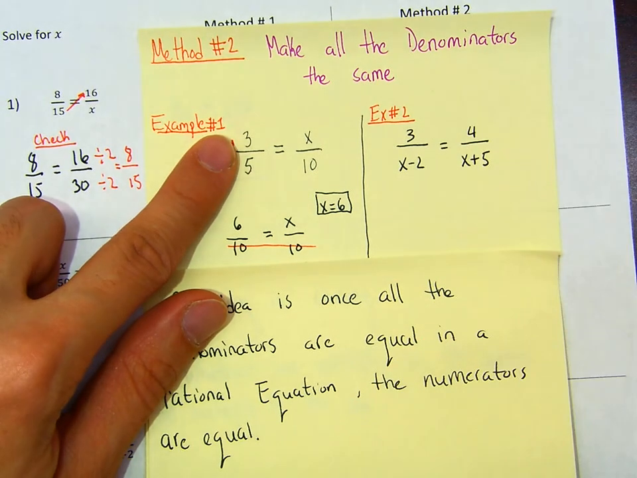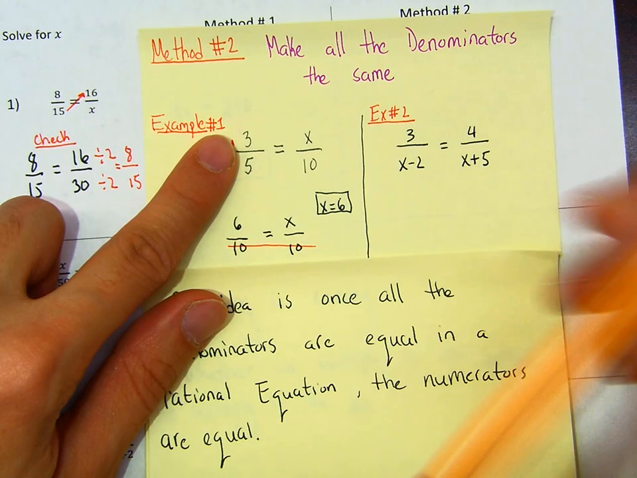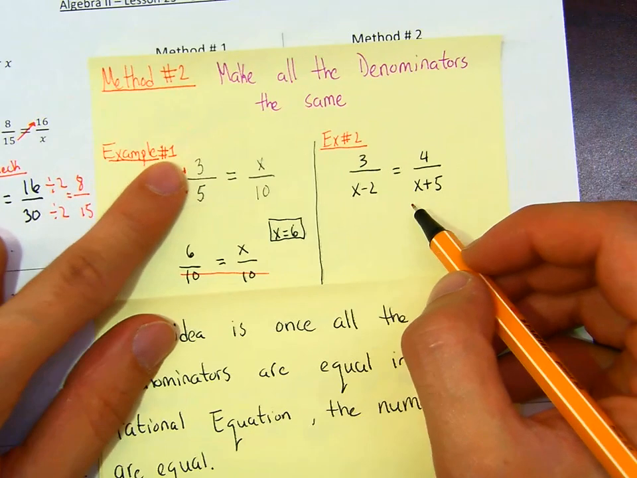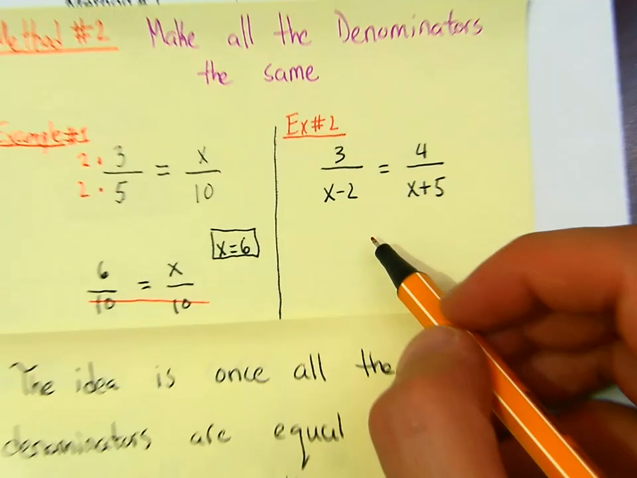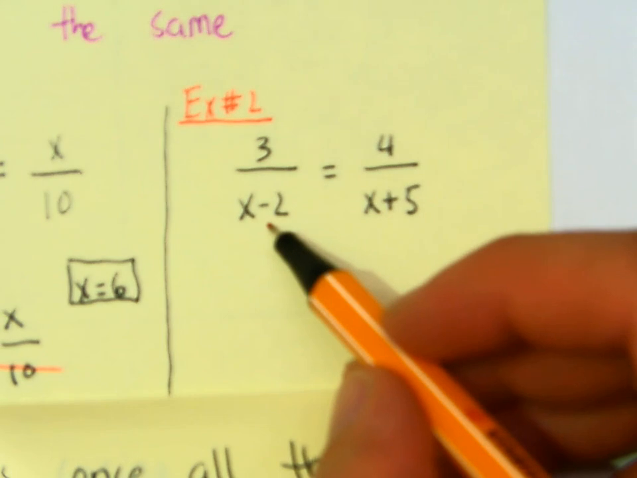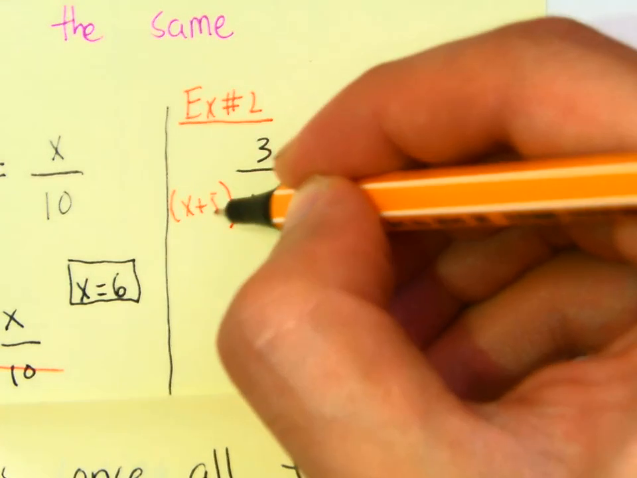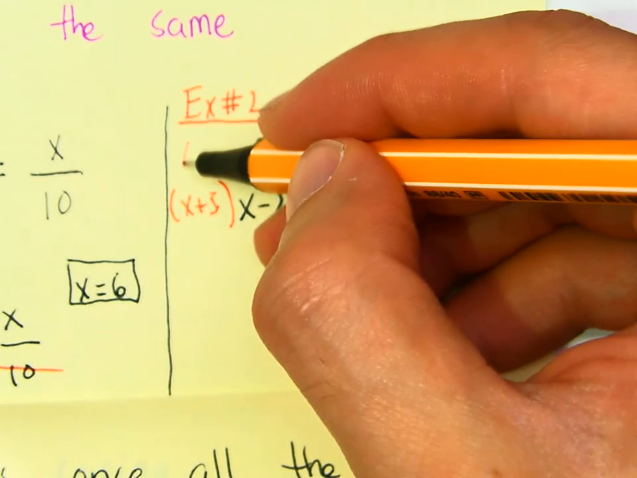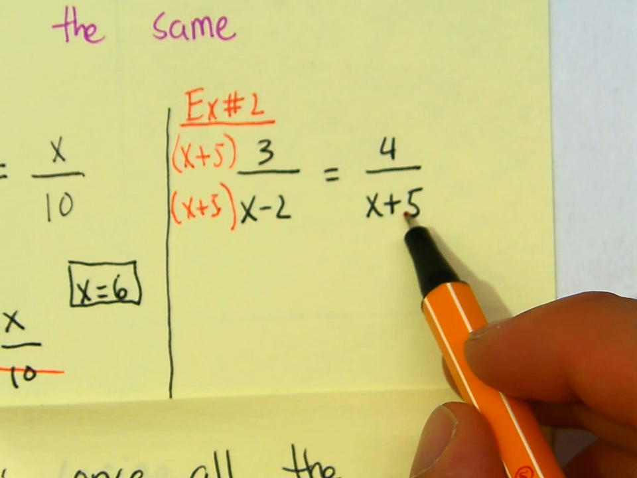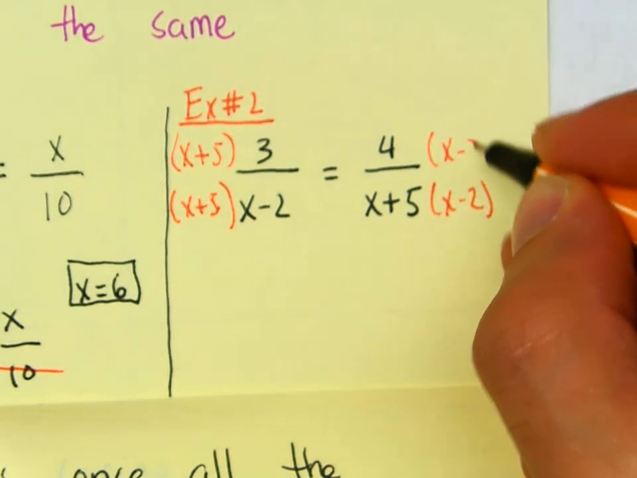Let's take a look at this one. How can I make the denominators the same for this one? Well, here, notice that this has an x minus 2 and this has an x plus 5. So how do you make these two denominators the same? Notice that if this has x minus 2, what does it need? It needs an x plus 5. And then whatever I do to the bottom, I do to the top, right? So this is x plus 5. And if this has x plus 5, what is it missing? It's missing that x minus 2. So then I just do x minus 2 and x minus 2 on top.